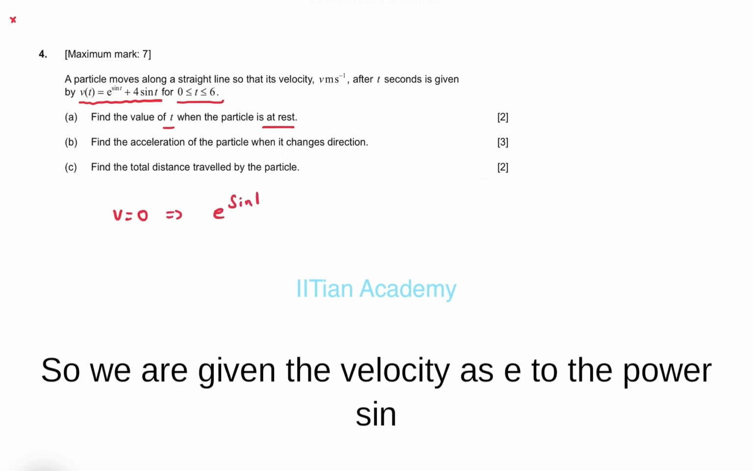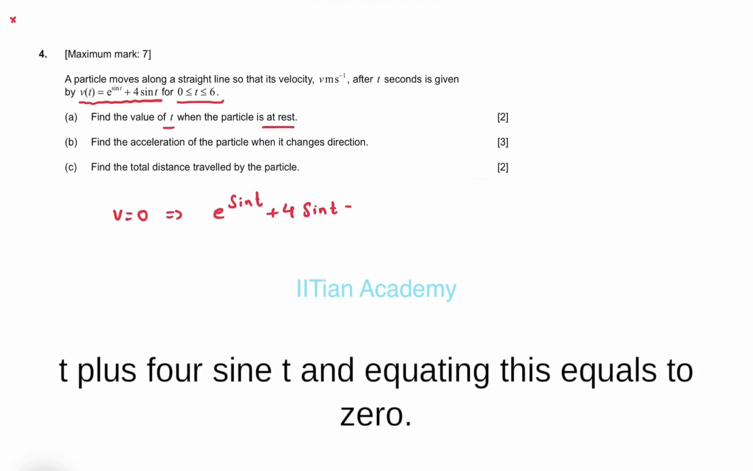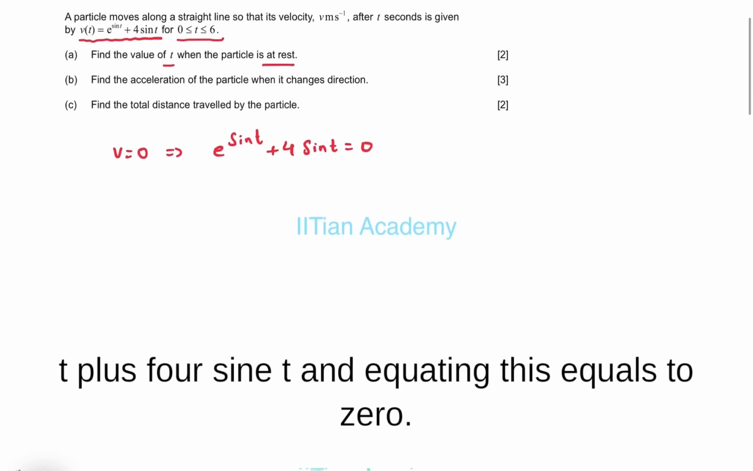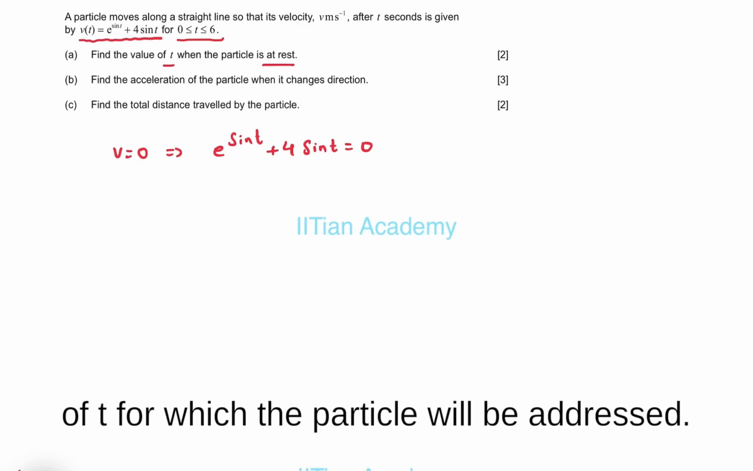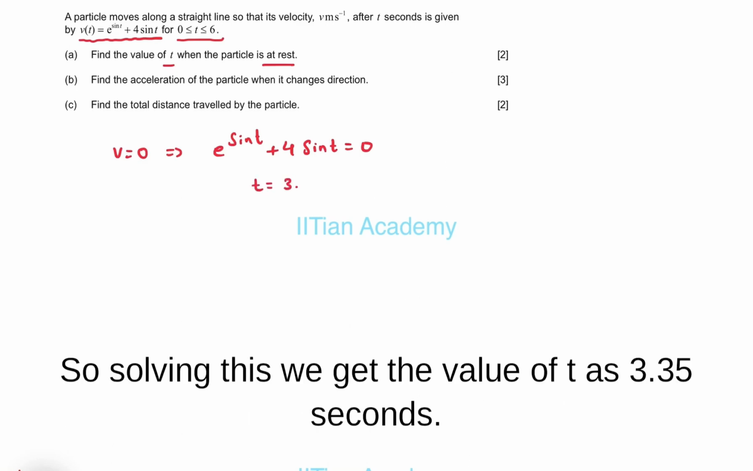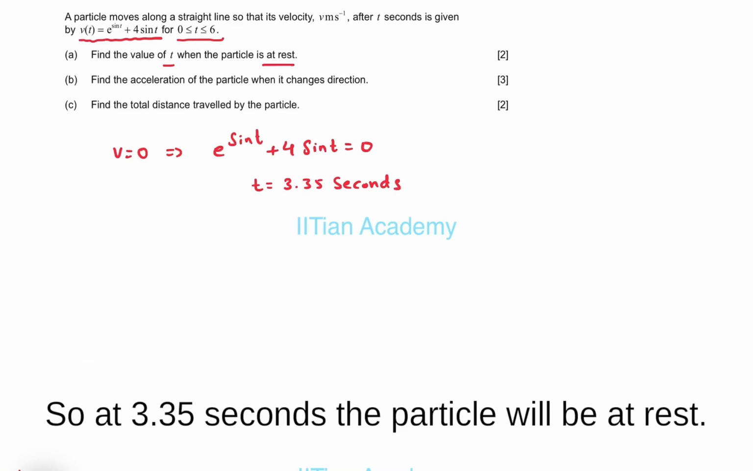So we are given the velocity as e^(sin t) + 4 sin t, and equating this to 0, we can solve this for t and get the value of t for which the particle will be at rest. Solving this, we get the value of t as 3.35 seconds. So at 3.35 seconds, the particle will be at rest.